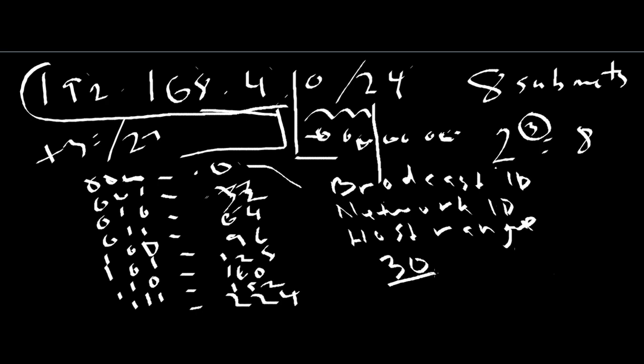That's your host range, your network ID, your broadcast ID, the next network, right? You may be asked, okay, what's the network that comes after 192.168.4.96? And quickly you say, oh, okay, it's 192.168.4.128, right? So that's the next network.